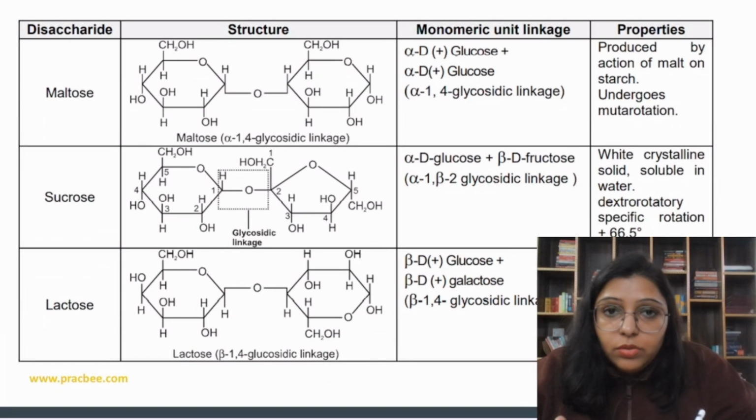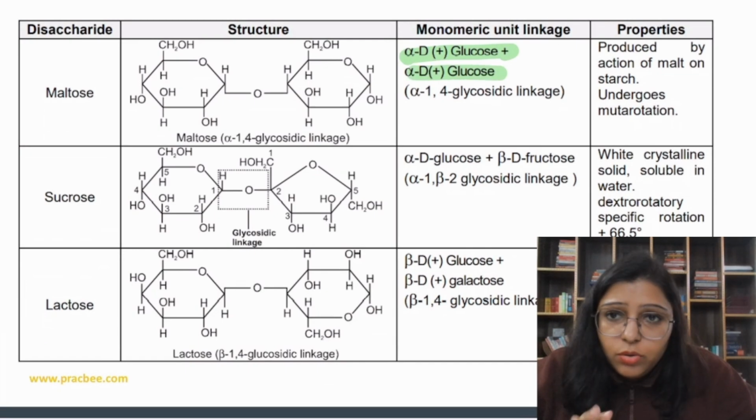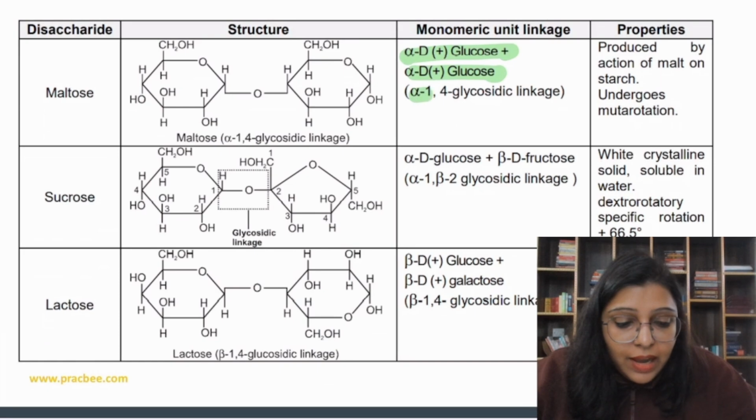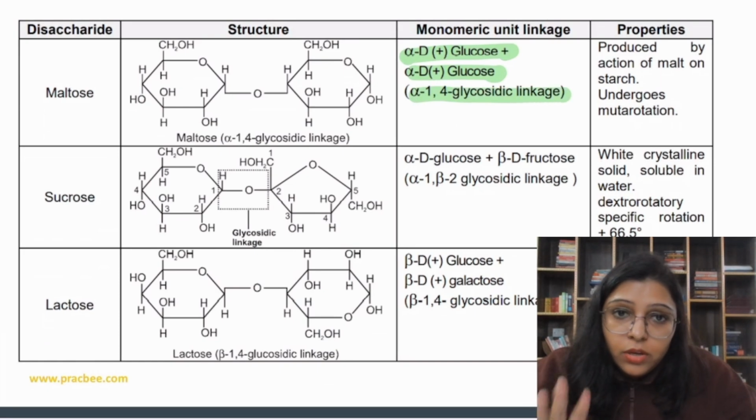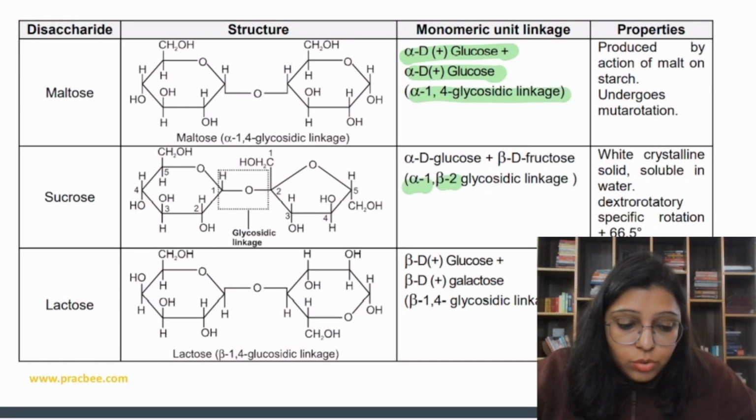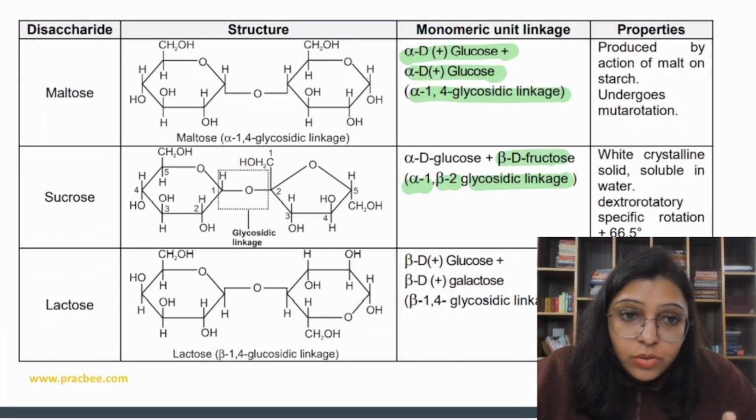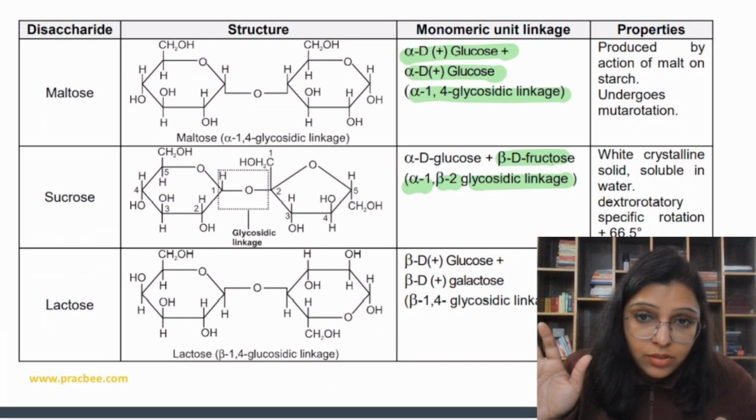Okay, now you should know which glycosidic linkage is present in maltose. Maltose is the polymer of alpha D glucose, and we have alpha 1,4 glycosidic linkage. Sucrose has alpha 1 and beta 2 glycosidic linkage. Beta is fructose. So except for sucrose, we have all 1,4 glycosidic linkage.